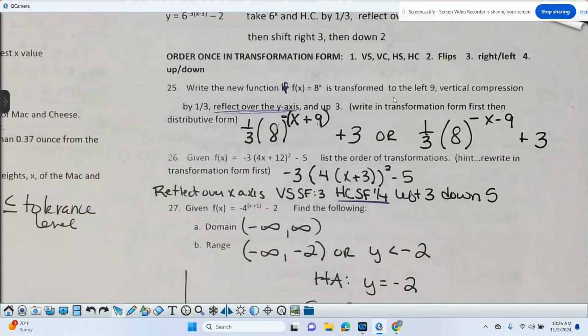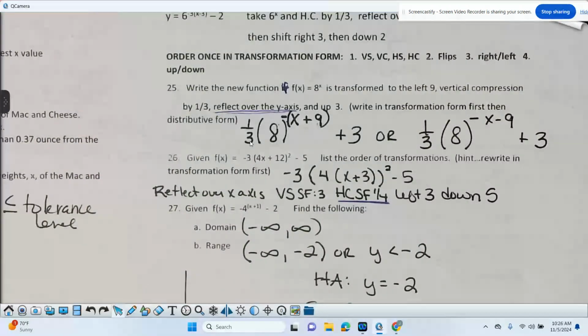If that is transformed to the left, so with your x, left is going to be plus 9. We're going to have this x plus 9. A vertical compression, vertical is going to be on the outside, so that's going to put this 1/3 here. Remember, it was 8 to the x power, so that's just your original 8 to the x right there. But we had to group my x plus 9 to make it move to the left, and in front, that's going to do a vertical compression.